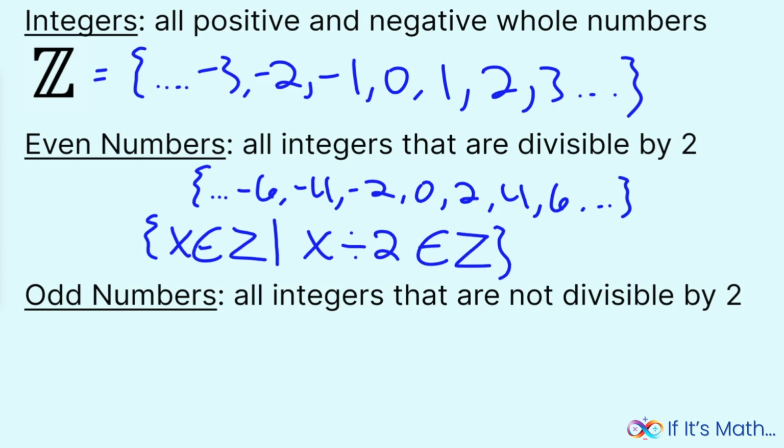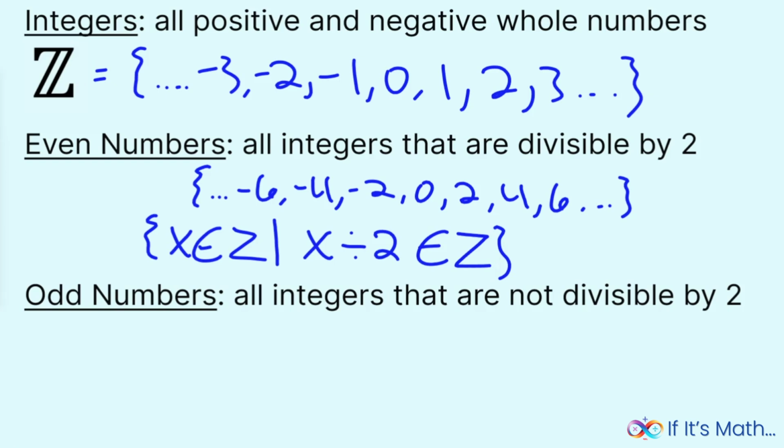All right, did you catch that? There's a whole lot written in that little mathematical phrase. So we have that even numbers is the set of all integers such that when you divide that integer by 2, you end up with an integer. That's what that tells you. So you get that whole number component when you divide it by 2.